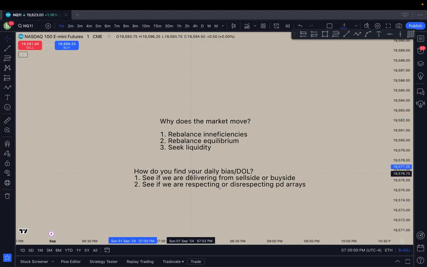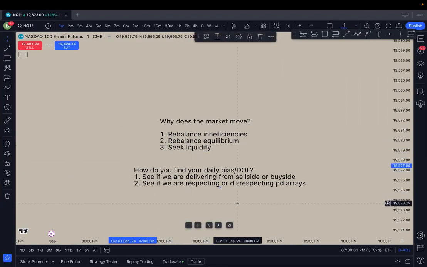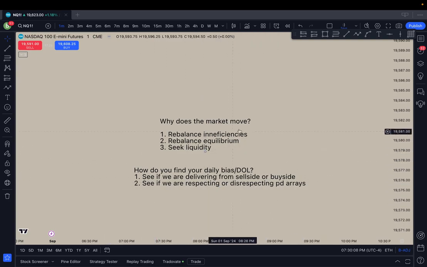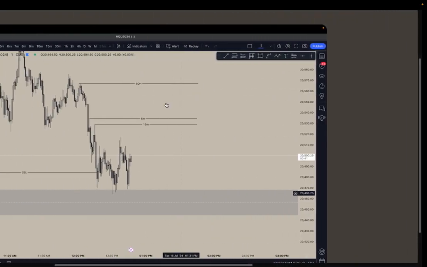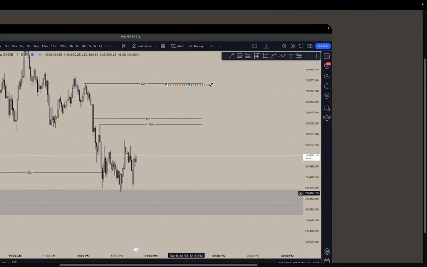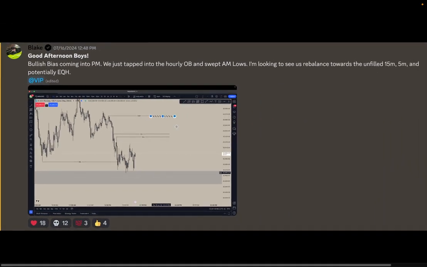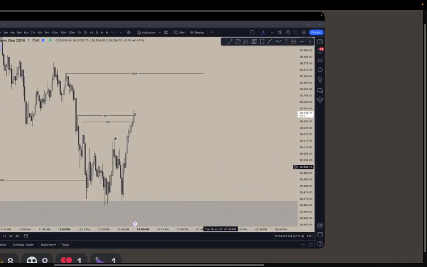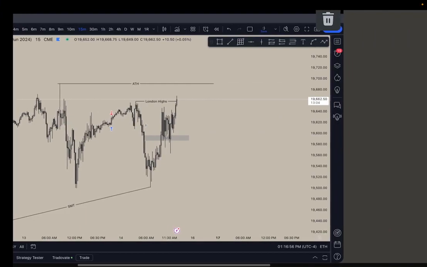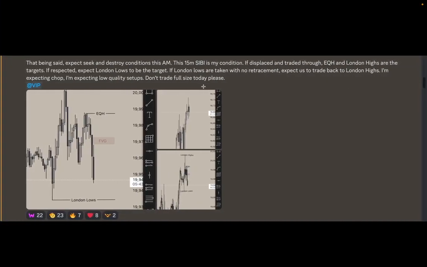We are delivering from sell side. We are respecting bullish PD arrays. And why is the market moving here? To rebalance inefficiencies and to seek liquidity, being these equal highs, and rebalance inefficiencies being this 15-minute and 5-minute fair value gap, okay? And then voila. There you go, okay? Again, hopefully you guys are seeing the pattern here. This is my final example.